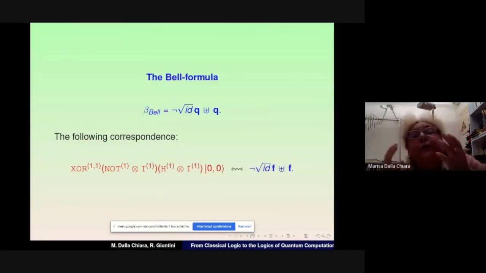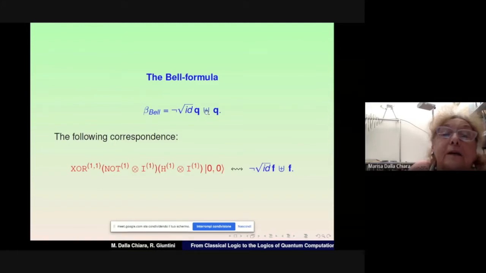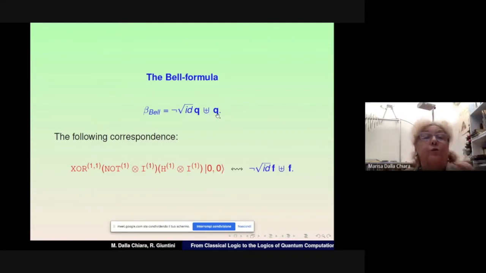So what will be the Bell formula that represents in an adequate way the Bell circuit? Let me indicate the Bell formula in this way, beta Bell. It is naturally expressed in the following way. It is the exclusive disjunction between the formula not Hadamard Q and the formula Q. It is simply a representation in our formal language of what happens at the Hilbert space level.